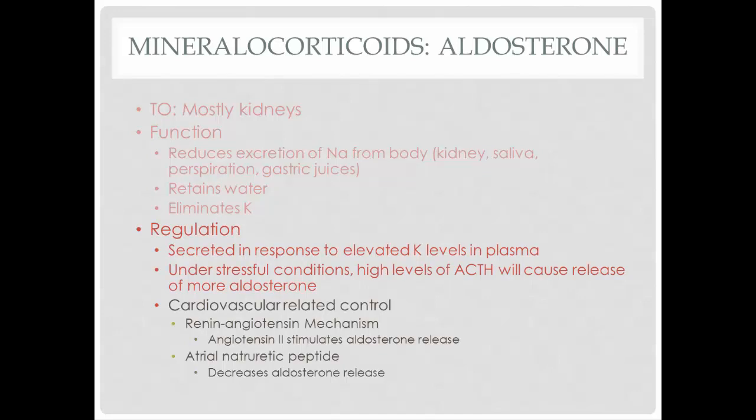Regulation is due to elevated levels of potassium. Maybe I have too much potassium in my blood, so I need to get rid of some of that. So I'll secrete aldosterone. That way I reabsorb the sodium but get rid of the potassium, and the potassium becomes part of my urine. Under stressful situations, high levels of ACTH, which usually stimulates the release of cortisol from the adrenal cortex, may, if they're really high, cause more aldosterone.